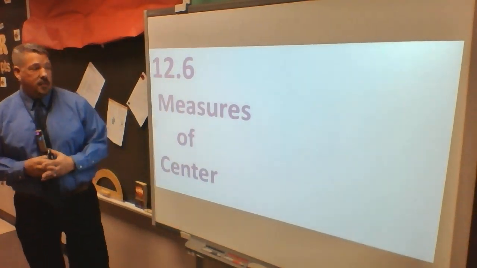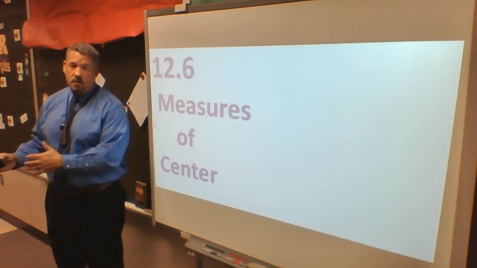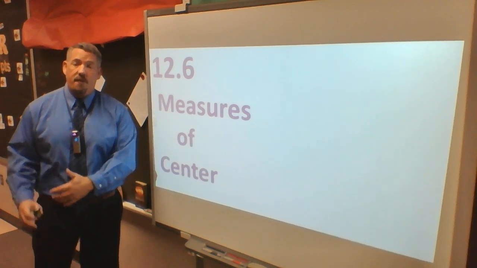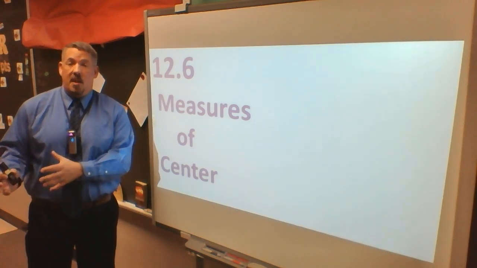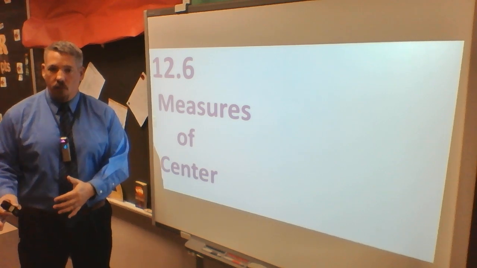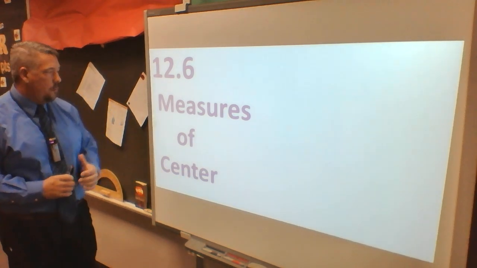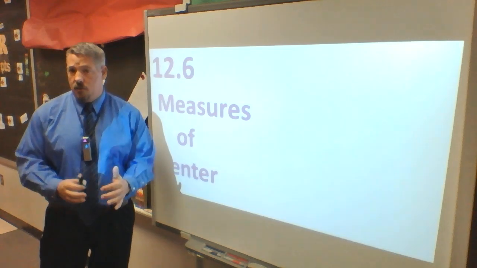All right, so 12.6 is going to piggyback onto what we did yesterday with 12.5. 12.5 was finding the average, the mean, the fair balanced value of a group of information or a group of data.